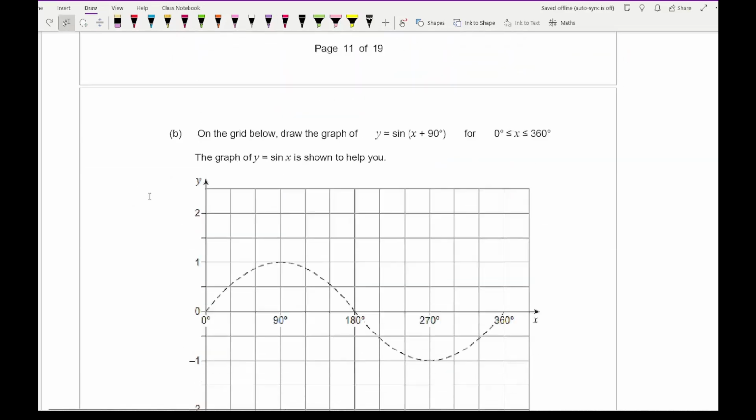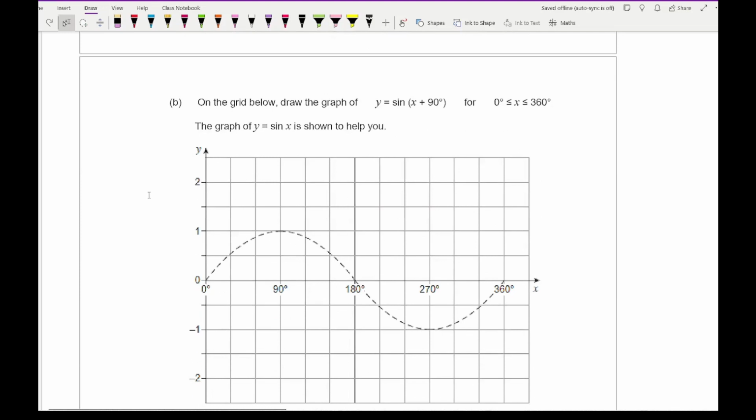Then moving on to B, it says on the grid below, draw the graph of y equals sine, and then it's x plus 90. So for this, when we're adding 90, we need to shift it to the left, and it's going to be by 90 degrees. So this point here is now going to be, well, if I just highlight all the key points, this point here is now going to be there.